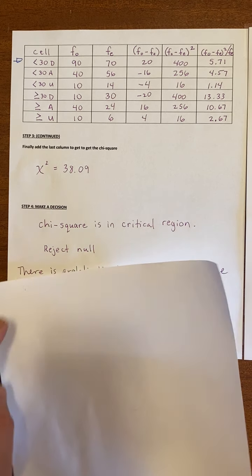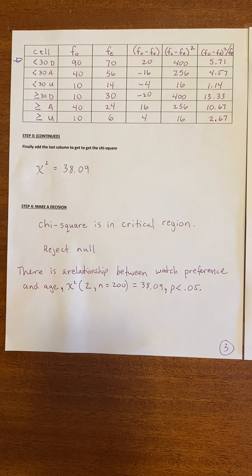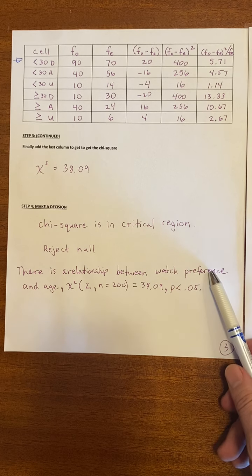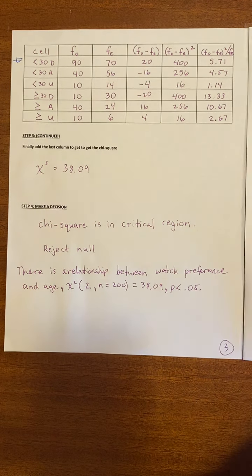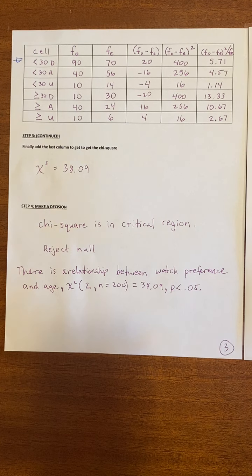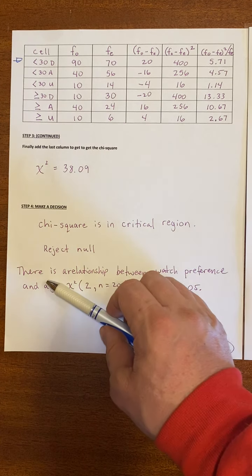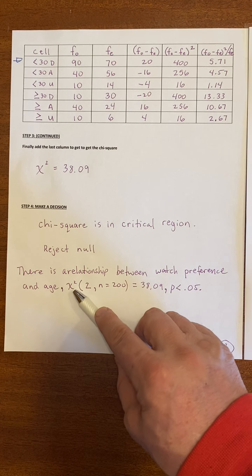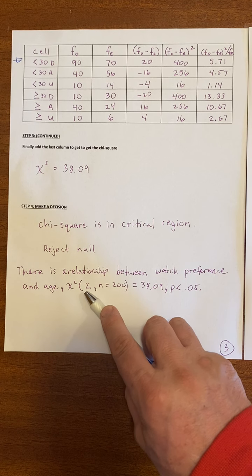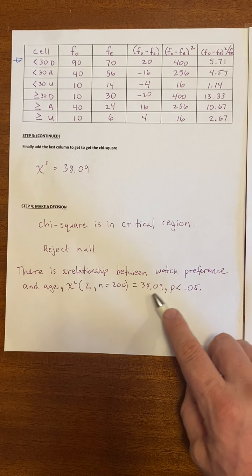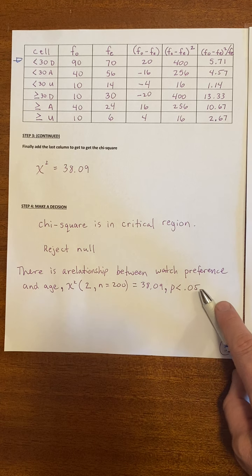Maybe the last thing we can add here is how we would state this in a research report. We would say that there is a relationship between watch preference, whether the person preferred the digital, the analog, or the undecided, and age. The way that we write it here is that we got that via chi-square with degrees of freedom of 2, an n of 200, and this was the actual chi-square result, and this was the level of significance that we set.